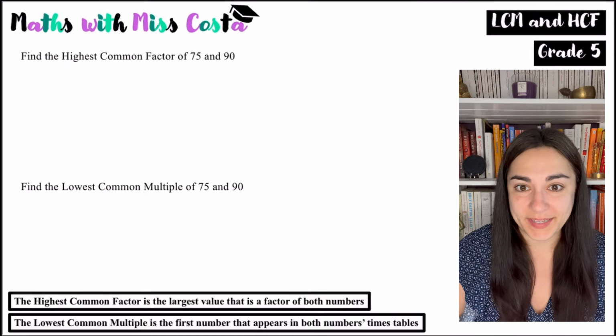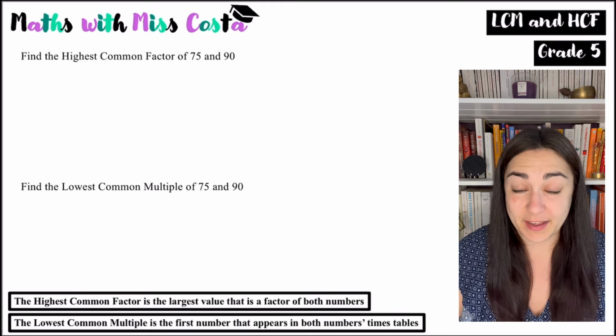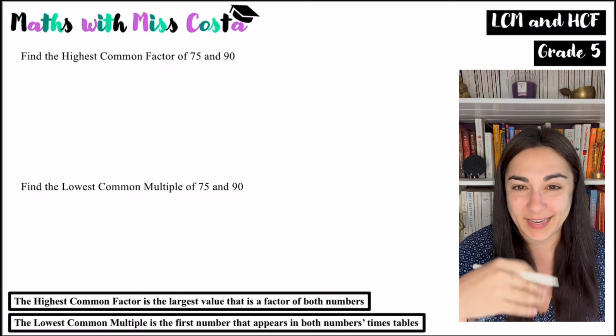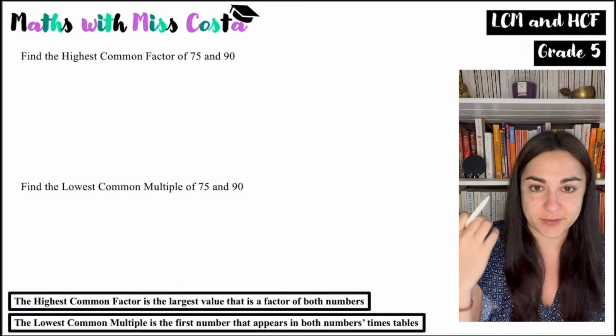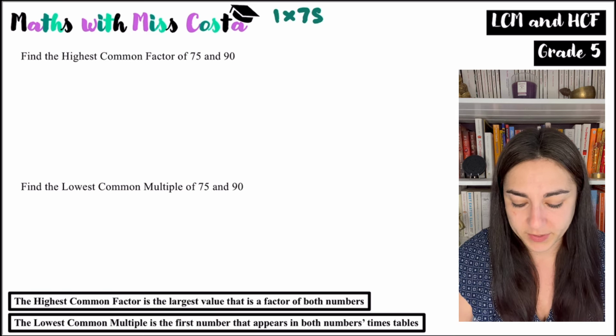Okay, so there are a few ways that we can work out the highest common factor. A factor is a number that multiplies into the given number, i.e. it divides into it. It's always going to be smaller than the number. So you could start by doing factor trees, so like 1 times 75, 2 times whatever, well, 2 wouldn't go into it.